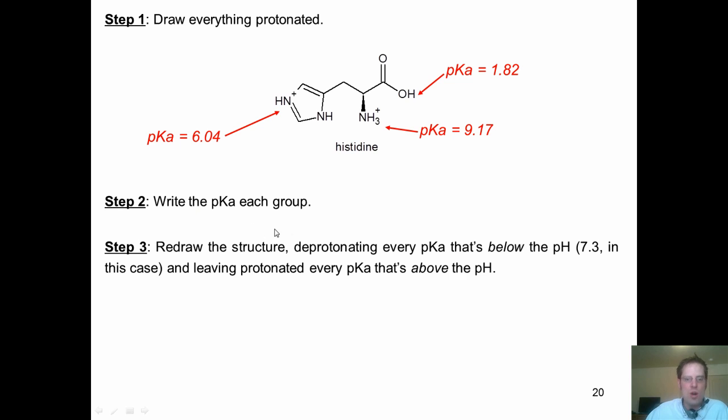Step 3. Redraw the structure, deprotonating every pKa that's below the pH, and leaving protonated every pKa that's above the pH. Let's take a look. At pH 7.3, we ask ourselves, is 1.82 below 7.3? The answer is yes, so we deprotonate this. Is 9.17 below 7.3? No, so we leave it protonated. Is 6.04 below 7.3? Yes, which means that we deprotonate it. So what does that mean? It means that histidine will look like this at pH 7.3.